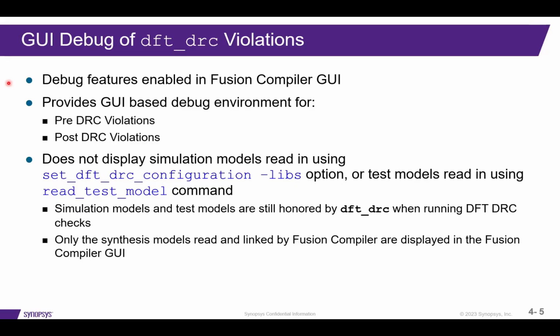So there are debug features enabled in the Fusion Compiler Graphic User Interface, or GUI. This debug interface lets you debug either pre-DFT insertion violations or pre-DRC, or post-insertion violations or post-DRC. What it doesn't do is display any simulation models read in using the set DFT DRC configuration -libs option, or any of the test models read in during the read test model command.